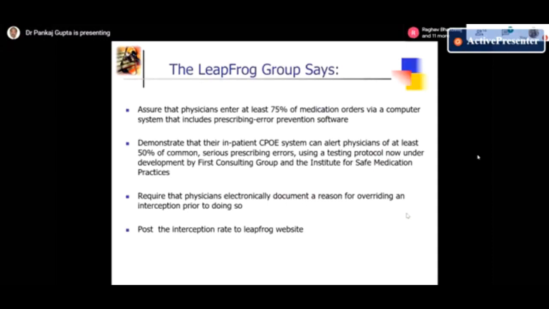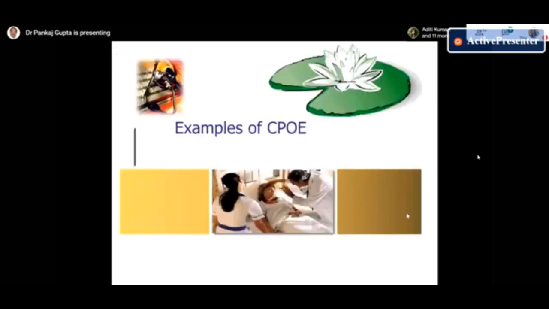So these are some more details on what the Leapfrog Group says about CPOE. It says that physicians enter at least 75% of the medication orders through computer systems that include prescribing error prevention software. I'll go into some of those details as we go forward. So, some examples of CPOE.